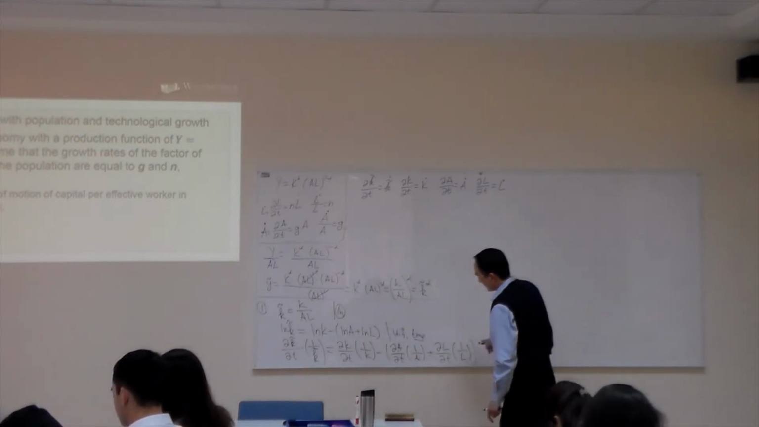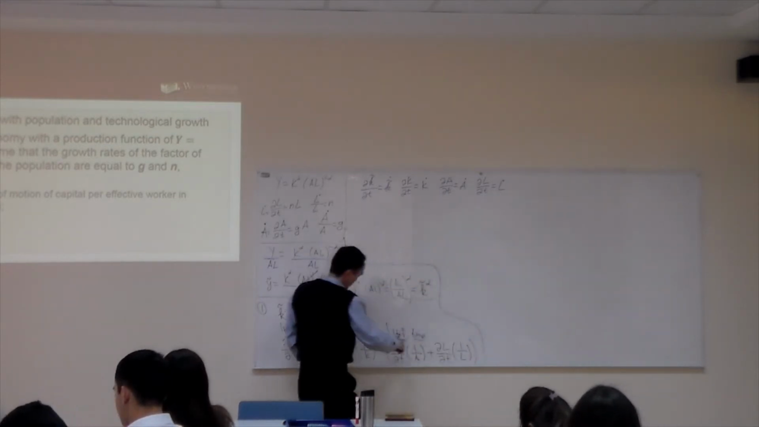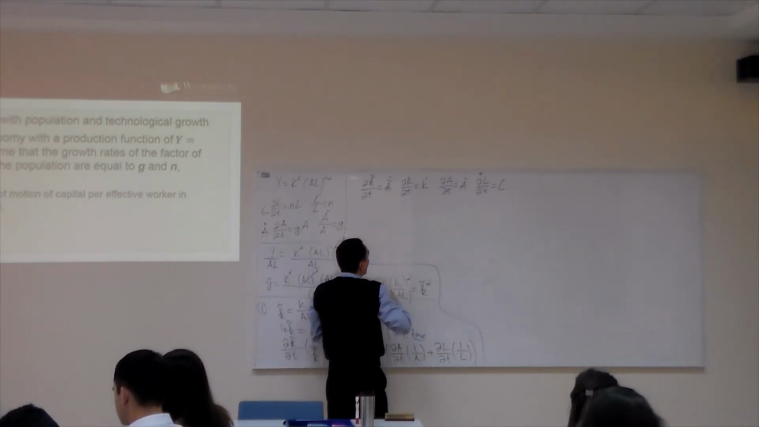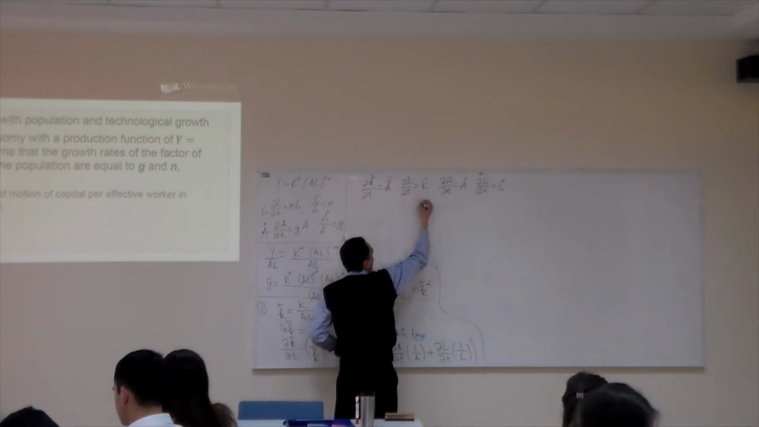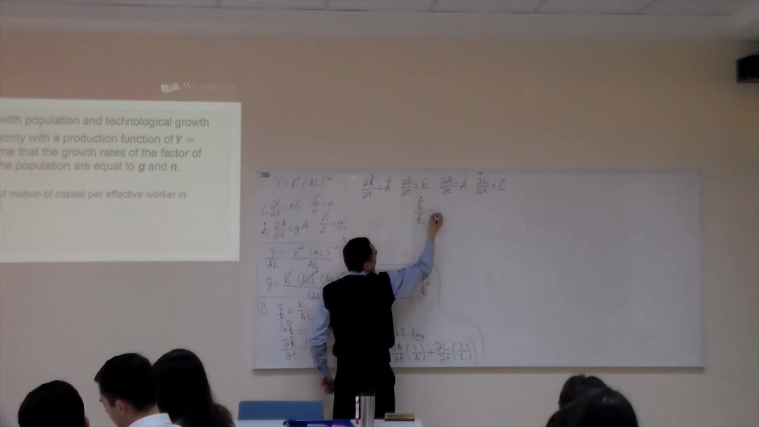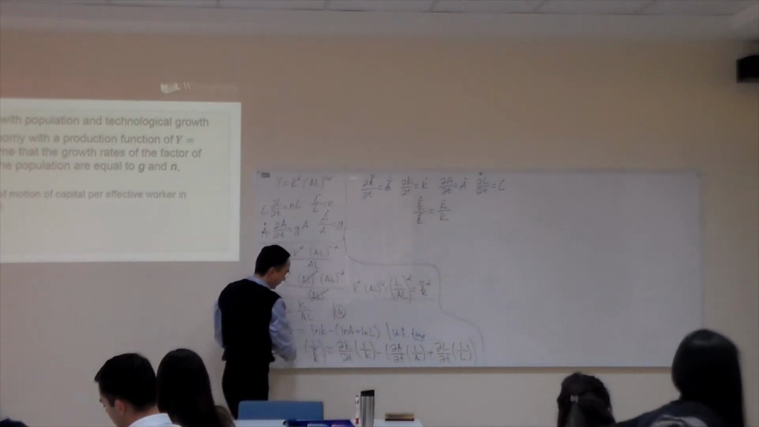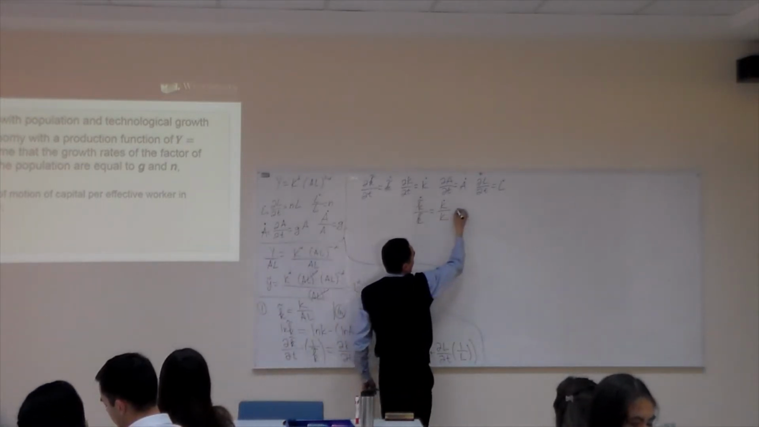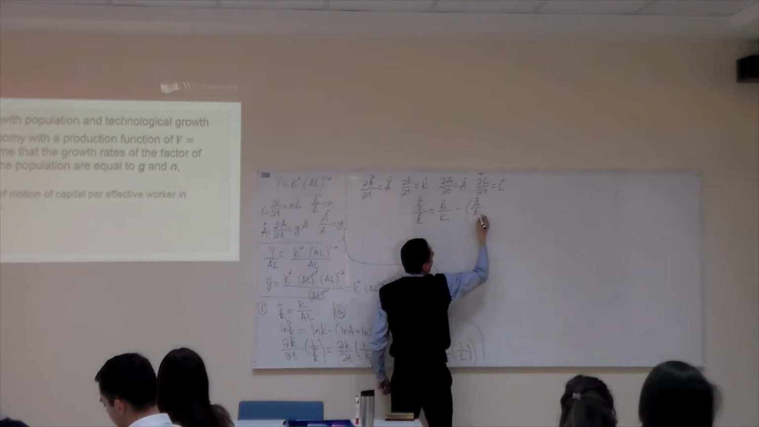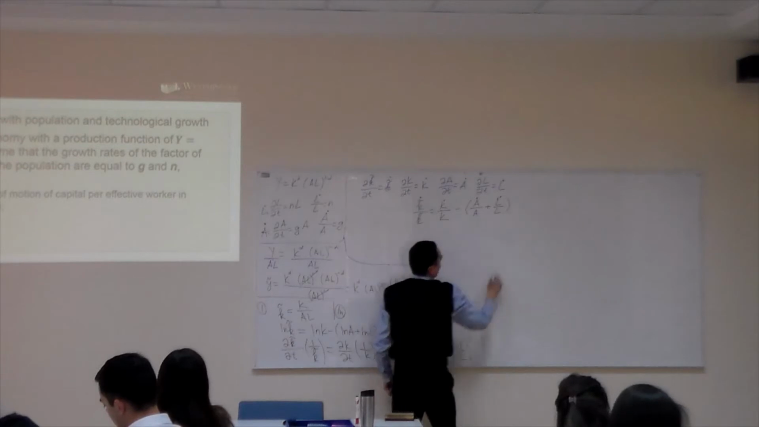So now let's rewrite this equation once again, which is going to give us: change in capital per effective labor over capital per effective labor is equal to change in capital stock over capital stock, right? I'm rewriting. Minus change in technology over technology plus change in labor over labor.